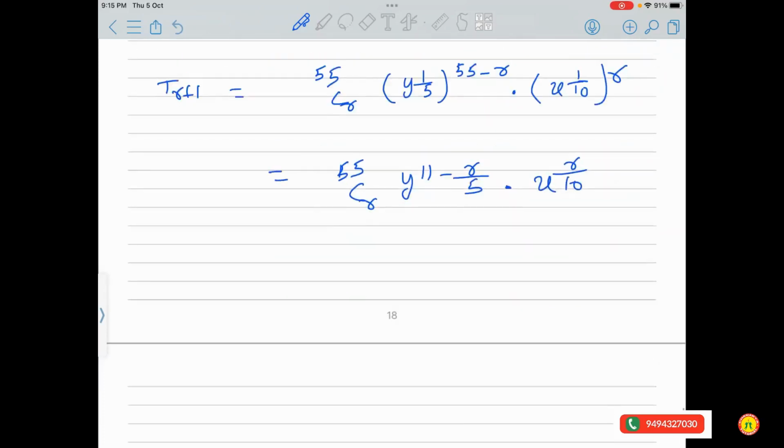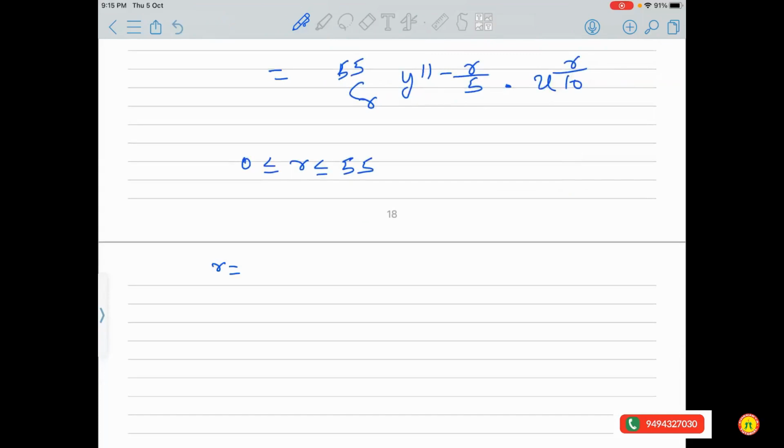So the (r+1)th term will be free from radical if r/5 and r/10 must be integers, right? They must be multiples of 5 and 10. So for integer, r belongs to 0 to 55. It means r is equal to 0, 10, 20, 30, 40, 50, right?